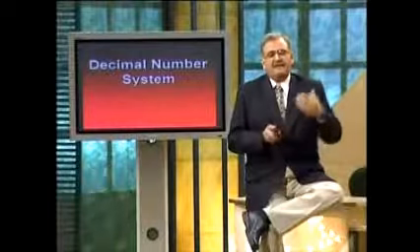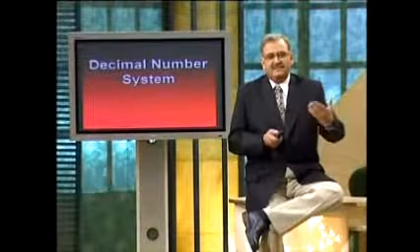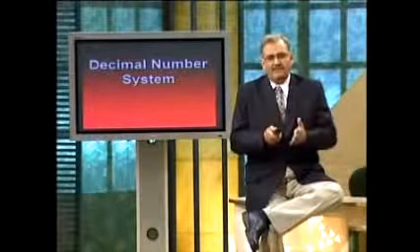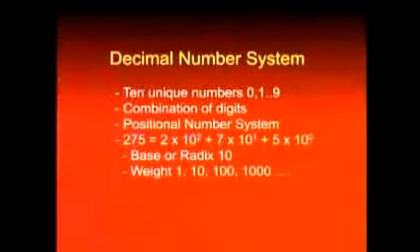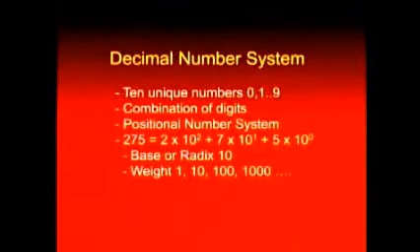Let's have a look at how we can represent these decimal numbers in the form of their weights and base number. The number 275 can be written as 2 into 10 power 2 plus 7 into 10 power 1 plus 5 into 10 power 0. The number 10 represents the base or radix of the number system. Since it's a decimal number system, it's a base 10 number system. 10 raised to power 2, 10 raised to power 1, 10 raised to power 0 represents the weights of the 3 digits. So the weights are 100, 10, and 1.